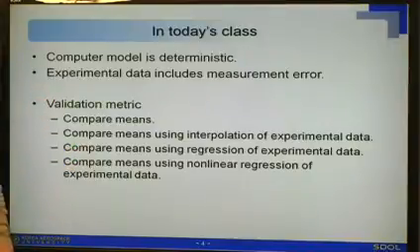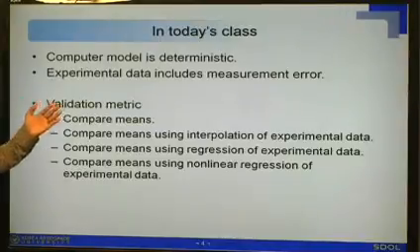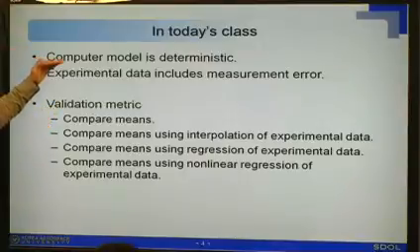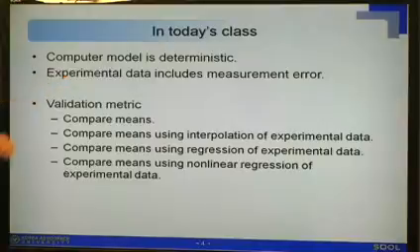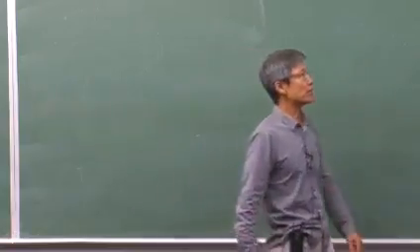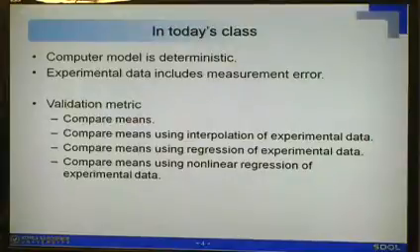Whatever it was, in the end, what we got was some kind of a validation metric, and it represents the difference between the deterministic output and the experimental data, and the result was expressed by some kind of confidence intervals, the upper bound and lower bound. Based on that, we made a decision whether the model is valid or not. That was the case in the previous class.